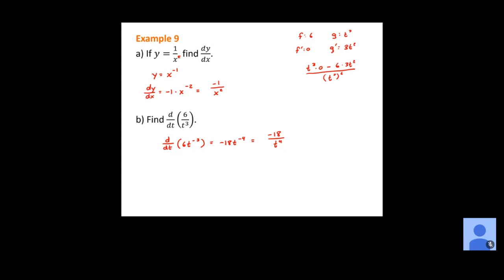First term cancels out, becomes 0, so we get a negative 18t squared over, sorry, this should have been t cubed squared. So that's t to the 6th. And then 2 of those t's cancel out. And so we get a negative 18 over t to the 4th. So again, quotient rule gives you the same answer, right? It's just more unnecessary steps than you really need to do there. Any questions on either one of these now?